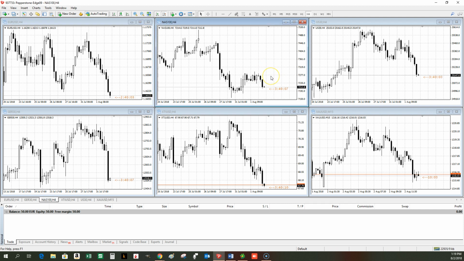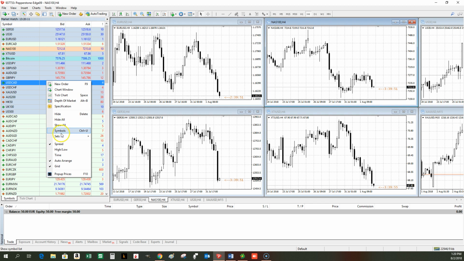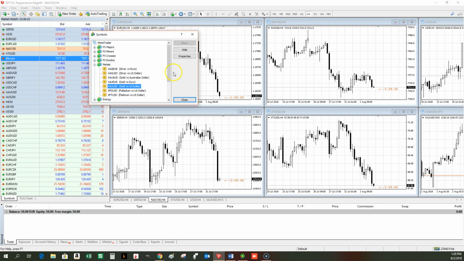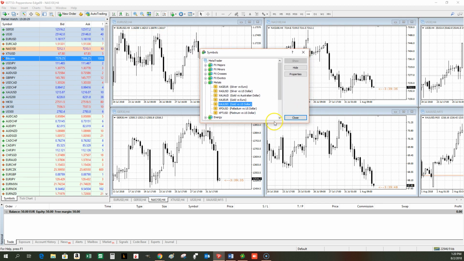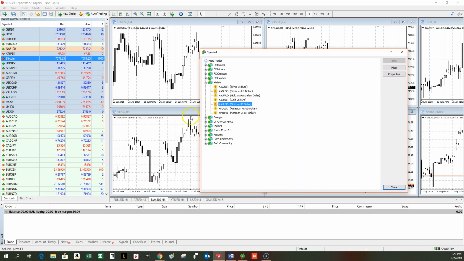I recommend that with 50 euro you not use instruments such as indices. Let's see, I'm going to show you the symbols. You go to Market Watch, click the right button of your mouse, and go to Symbols. There they give you all the instruments, all the assets of Pepperstone.